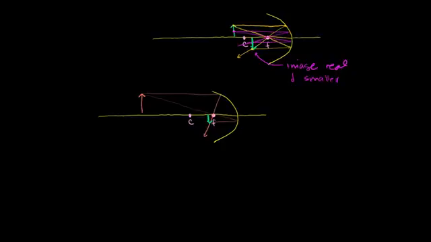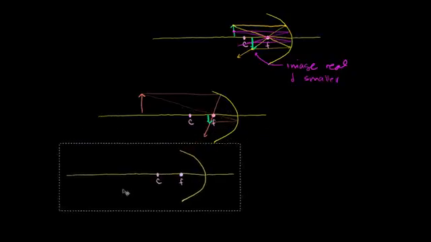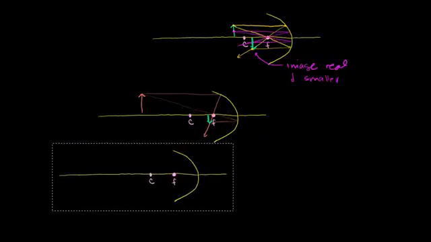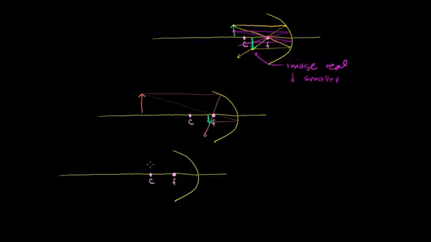Now let's do this again. But this time, let's place the object at the center of curvature. So let's place the object right over here. So right at that distance, that's twice the distance from the vertex of the parabola to the focus. So we do a parallel line.